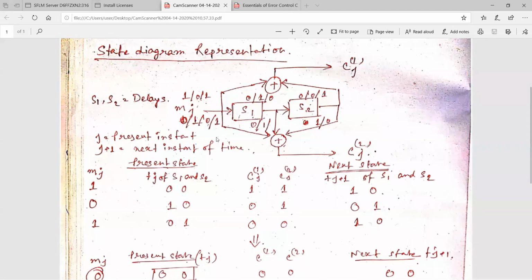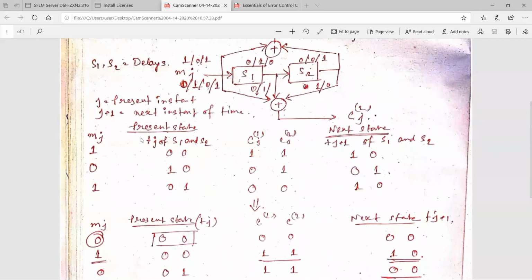First of all, you can follow that J is the present instant and J plus 1 is the next instant of time. That means this is the present state, as you have represented it in your digital class, and J plus 1 is the next instant of time, that means the next state. S1 S2 is basically the delay, and this is MJ, the present state, the next state, and the corresponding C1J and C2J.